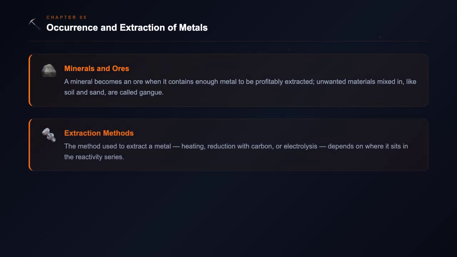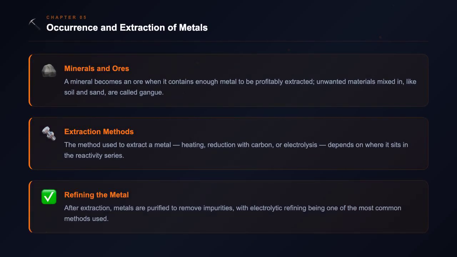A mineral is a naturally occurring element or compound in the Earth's crust. If it contains enough metal to be extracted profitably, it's called an ore. Ores have unwanted materials like soil and sand, known as gangue, which must be removed. This process is called enrichment of ores. Extraction methods depend on the metal's position in the reactivity series. Metals can be extracted through heating, reduction, or electrolysis. The method used depends on the metal's reactivity.